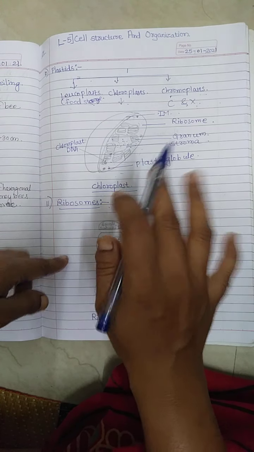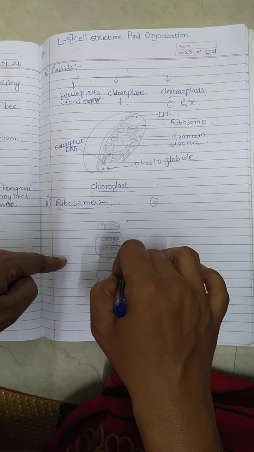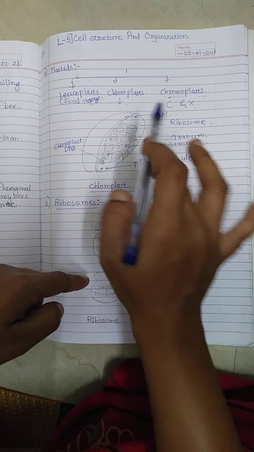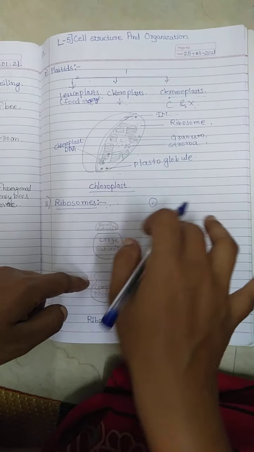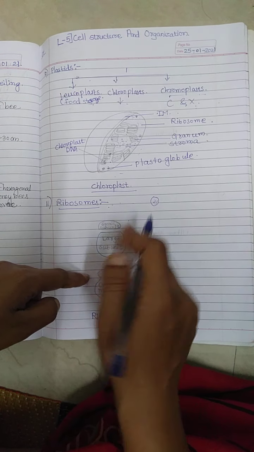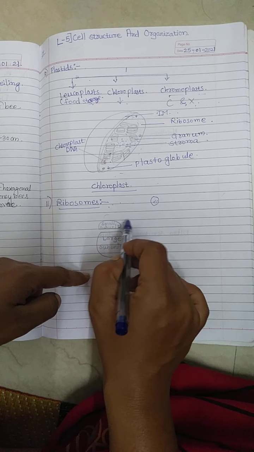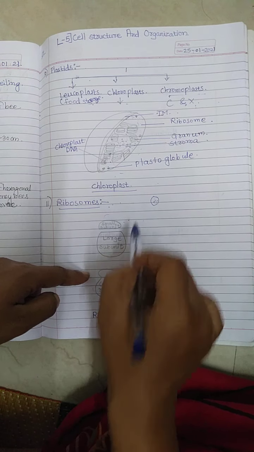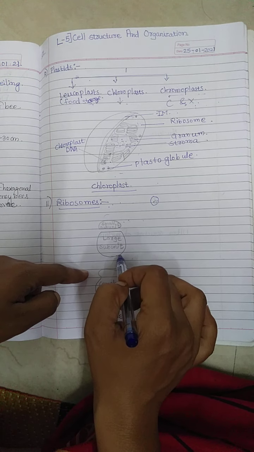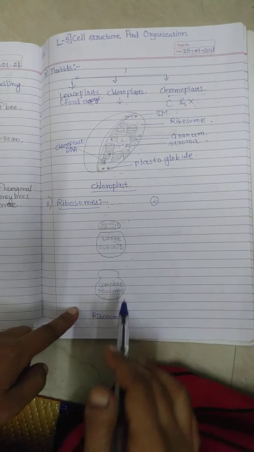In the eukaryotic cell, ribosomes are present in the mitochondria, in the plastid also, and in the cytosol. Each ribosome is made up of two subunits. The upper one you can see is called the small subunit, and the lower one is called the larger subunit. Bound ribosomes generally produce protein.